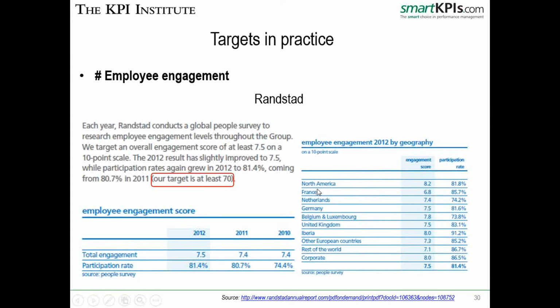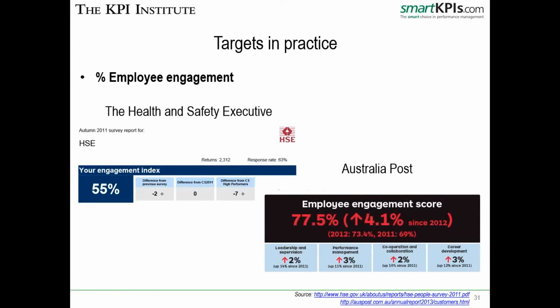In terms of geography, yes, different results, but in a way the thresholds don't differ too much. For example, probably from 6.8 they go up to 8.2. Getting over 85% in terms of employee engagement might be very difficult. For example, at Australian Post, we have 77.5 employee engagement that is aimed, and for the Health and Safety Executive, it's 55%. All the time, these targets need to be established looking also at the baseline. So it's a matter of looking at the current state, and trying to see where you want to be in the next 1 year period, for example.